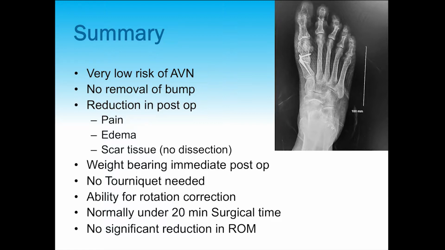You don't necessarily need a tourniquet. You can use one if you want. You can get frontal plane rotation correction. Usually it's under 20-minute surgical time, and this can vary as you get more and more experience with the more minimally invasive procedures. And there's no significant range of motion reduction, which is key.